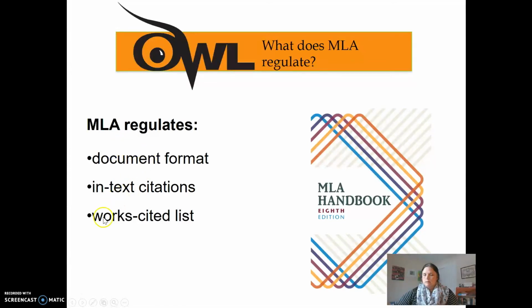And it also regulates the works cited list, which is the page at the end. Sometimes we may have heard of it as a bibliography, but for MLA, they call it a works cited page. And that lists all of the resources that you've used to put together an informational piece of writing, like a research paper or a literary-based analysis, which would be the books that you're reading. So the works cited page lists everything at the end.